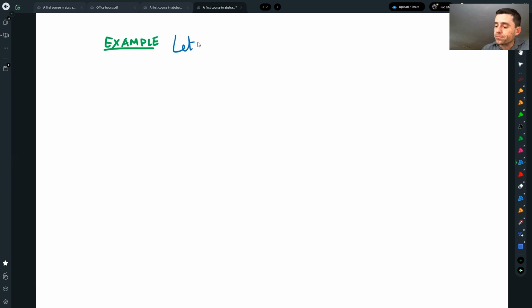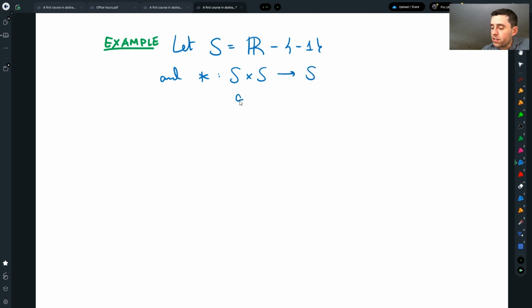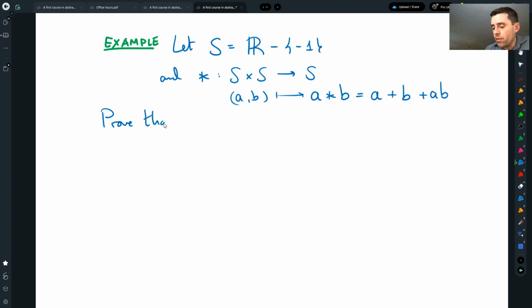Let S be the real numbers except the number -1. So all the real numbers except -1, and I'm going to define a binary operation on S such that for every A and B, A star B is A plus B plus AB. And the exercise is to prove that S under star is an abelian group.